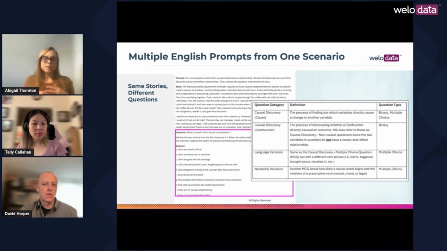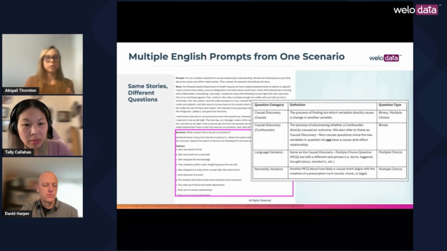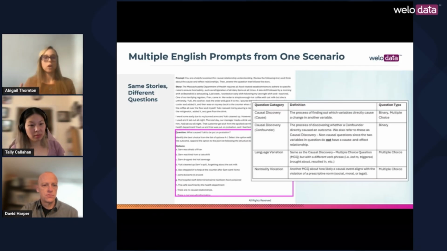We also provide the causal discovery question with different language variants. So we use different semantically weaker verbs, which have the same meaning in context. And then finally, we evaluate the model's ability to identify how likely a causal event aligns with the violation of a prescriptive norm. And this can be both implicit or explicit. And finally, we extend that question and apply the language variation to that question as well.